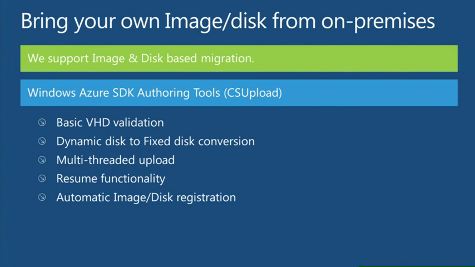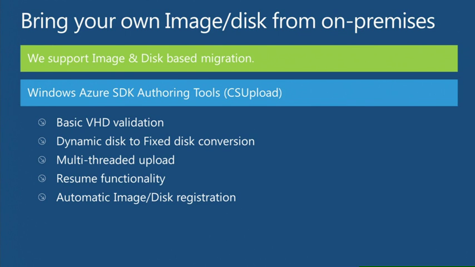First, it does on-the-fly dynamic to fixed disk conversion. So if you already have dynamic disks, you can seamlessly use CS Upload and convert to a fixed disk. Second thing, it's multi-threaded. It's super fast. It has resume functionality as well. So in case the network goes down or if you wanted to come back, it has a retry mechanism as well. Last but not least, it also goes and registers this image as a platform supported image or disk in Windows Azure library. The authentication for this utility is using your management certificate. So it goes an extra step by registering this image into the gallery itself.